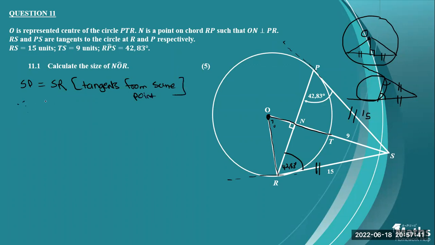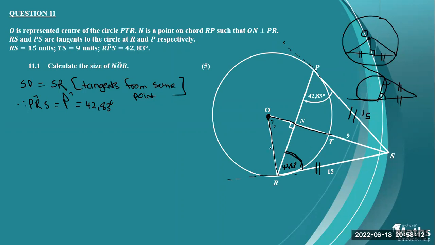So therefore, PRS, this one, will be equal to angle P, and that will be equal to 42.83 degrees. Okay, and you fill it in on the drawing. What else do we have here? Because remember now, we're still trying to get to angle O.